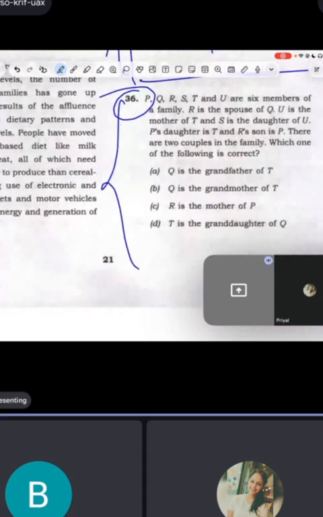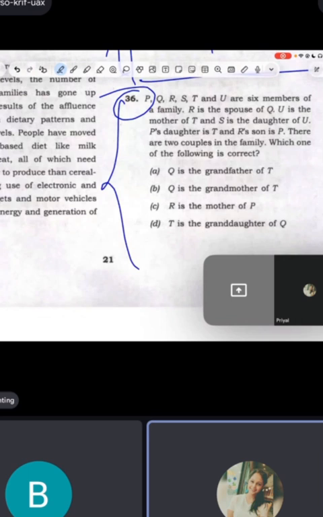Read question 36. R, S, T, U, P, Q are six members of a family. R is the spouse of Q. U is the mother of T and S. And S is the daughter of U. P's daughter is T and R's son is P. There are two couples in the family. Which one of the following is correct?